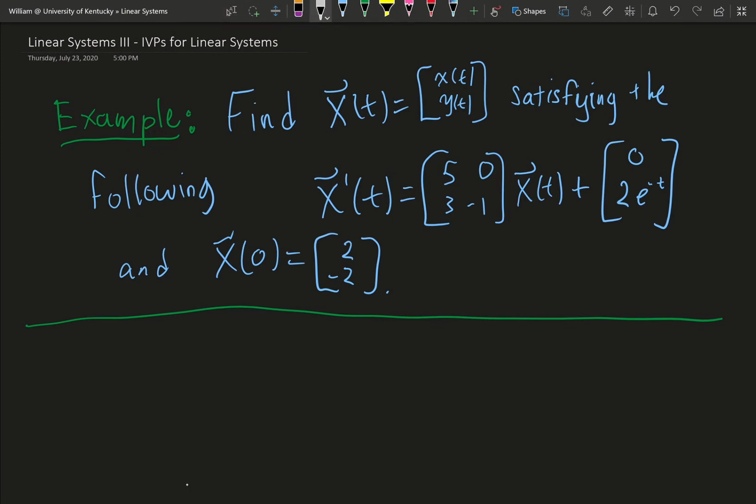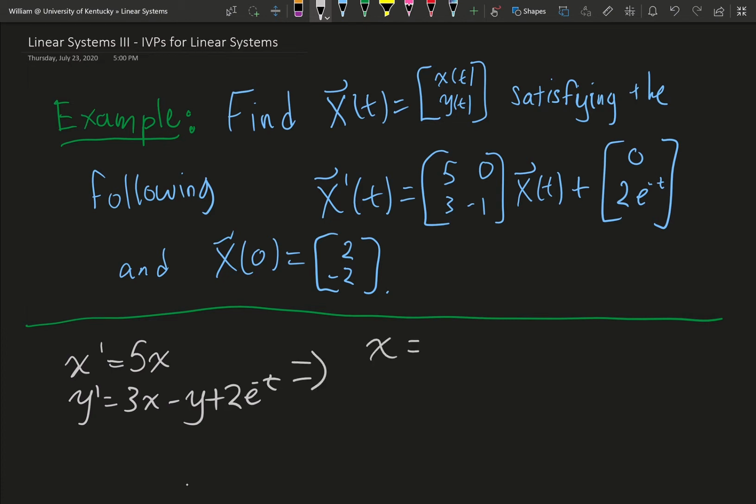I'll rewrite it. So x prime equals 5x and y prime equals 3x minus y plus 2e to the negative t. We can go ahead right away and see that x equals c1 e to the 5t, which means y prime equals 3c1 e to the 5t minus y plus 2e to the negative t.